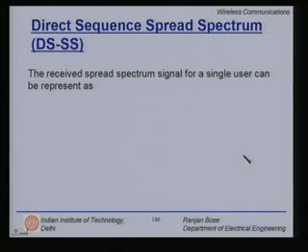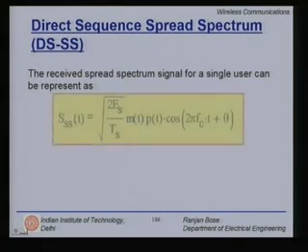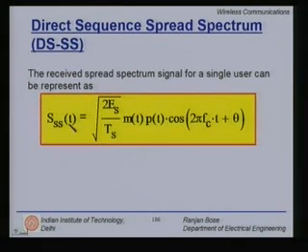Now let us talk about direct sequence spread spectrum, also known as DSSS. The received spread spectrum signal for a single user can be represented as follows: S_SS(t), where SS stands for direct sequence spread spectrum, equals root of 2Es over Ts. Please note a product m(t) p(t) cos(2 pi fc t plus theta). In the subsequent slides, we will talk about what this m(t) represents and what the p(t) represents. This is of course a normalizing factor.